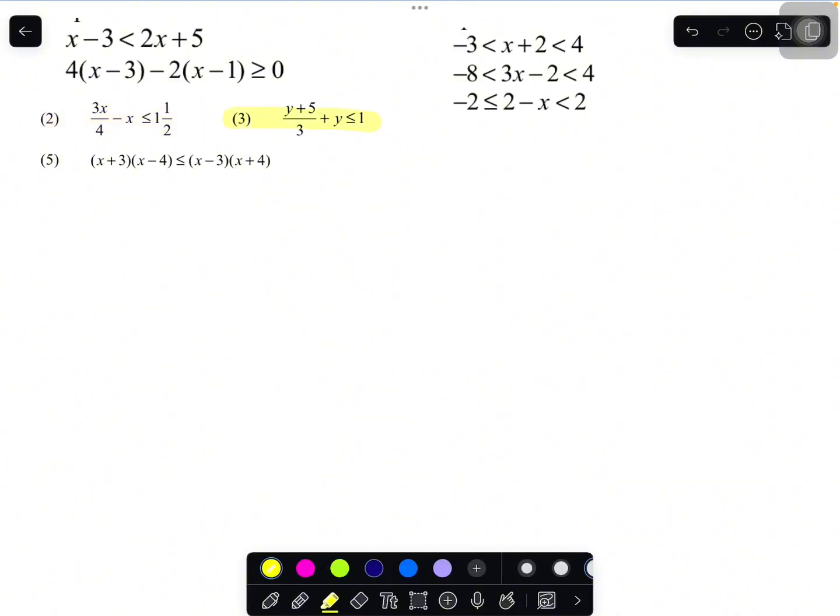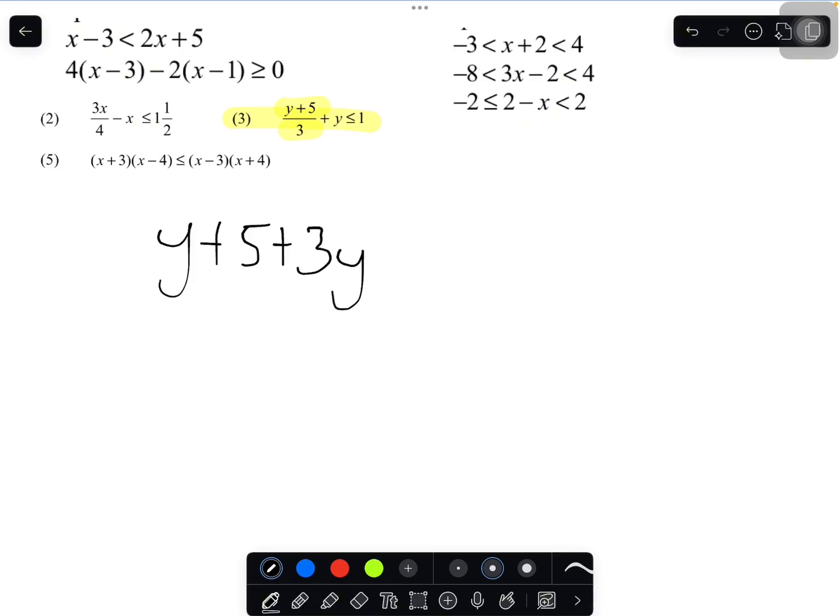We're now working with this question right here. Here we only have one number in our denominator, and that's 3. So I multiply every term by 3. Plus 5 plus 3y is less than or equal to 3. I'll have 4y is less than or equal to negative 2. I got the negative 2 by bringing the 5 onto the other side and doing 3 minus 5.